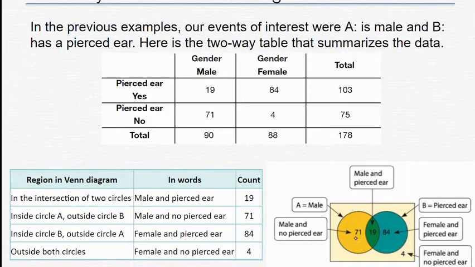Anyone who has pierced ears and is not male goes in the blue circle on the right. So there are 84 females with pierced ears. Anyone who is neither male nor has pierced ears, so females without pierced ears, goes on the outside of the circle. There are 4 people in that category.